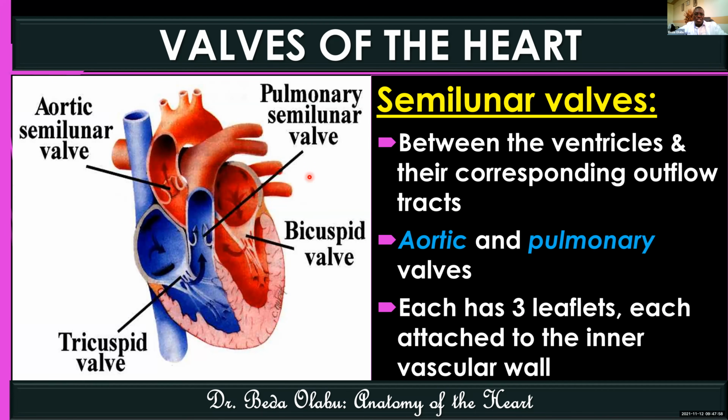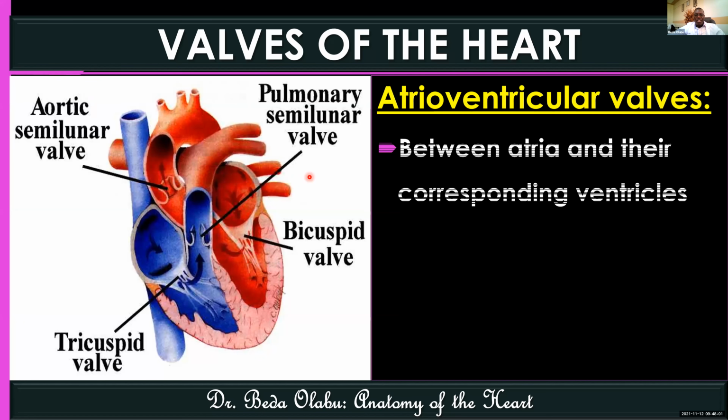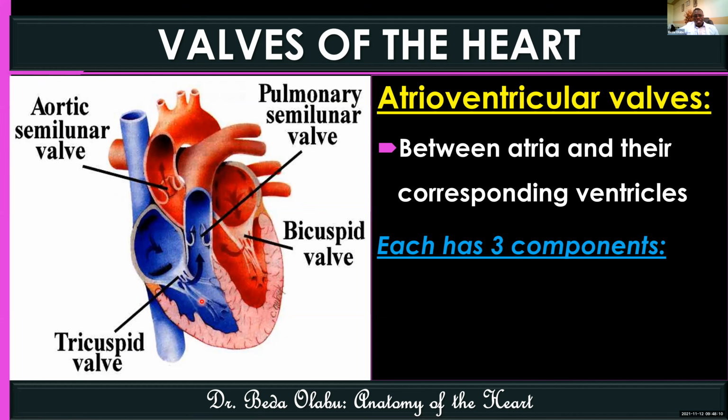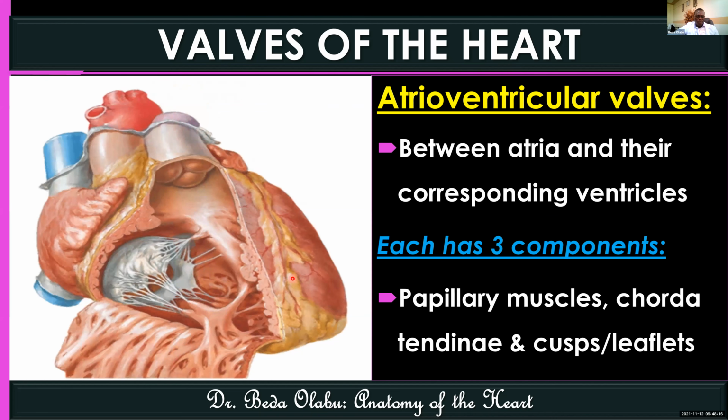Now let's talk about the atrioventricular valves. An atrioventricular valve is a valve between the atria and the ventricle. Each atrioventricular valve has three anatomical components. We have this one, which we call the papillary muscle. The strings you see here are called chordae tendineae, and that membrane there is a leaflet, or you can call it the cusp. So each has those three basic components: papillary muscle, chordae tendineae, and the cusps, which we can call the leaflet.